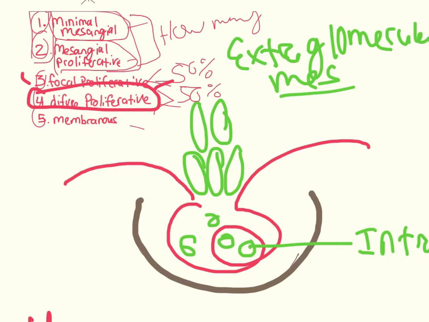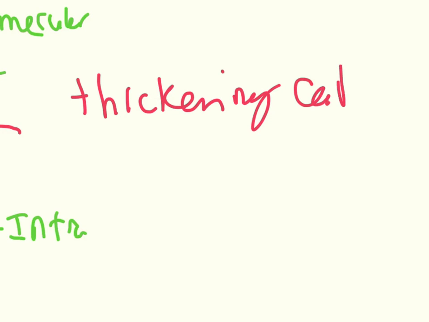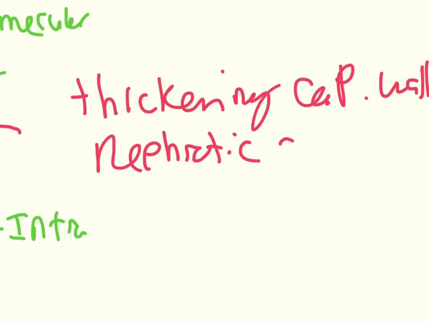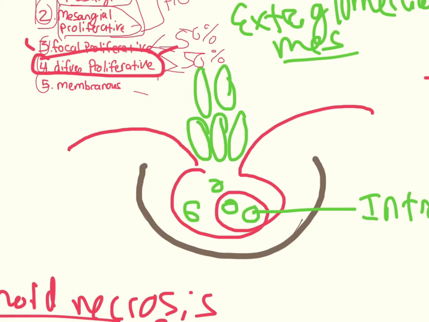And then number 5, this is simply a thickening. Here, let me write this over here. This is a thickening of the capillary wall, and it's going to have nephrotic syndrome. So, thickening of the capillary wall with nephrotic syndrome. Remember, that's going to be called membranous nephritis, membranous glomerulonephritis. This is a part of the kidney disease with SLE.